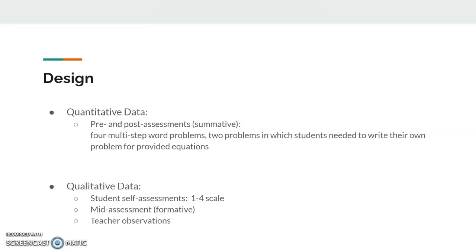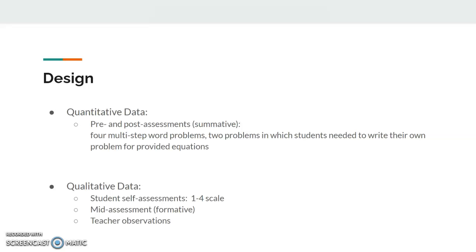I used the mid-assessment. After about a week and a half, I took the pre-assessment data and compared it to the mid-assessment. This was formative. It was just having the students solve word problems and then write their own. I just used that as a reference point. I didn't actually use that data in my overall analysis of the action research.